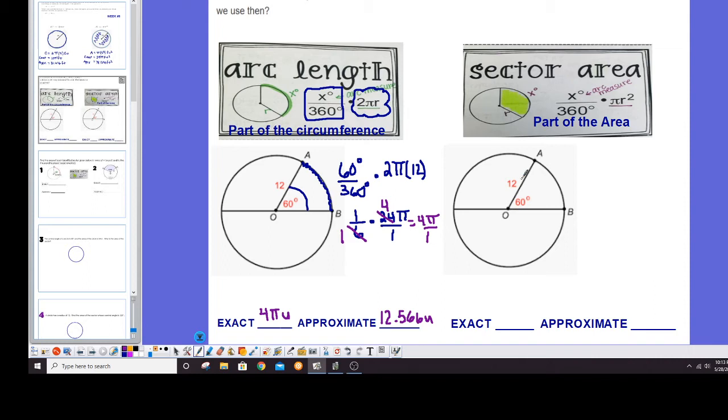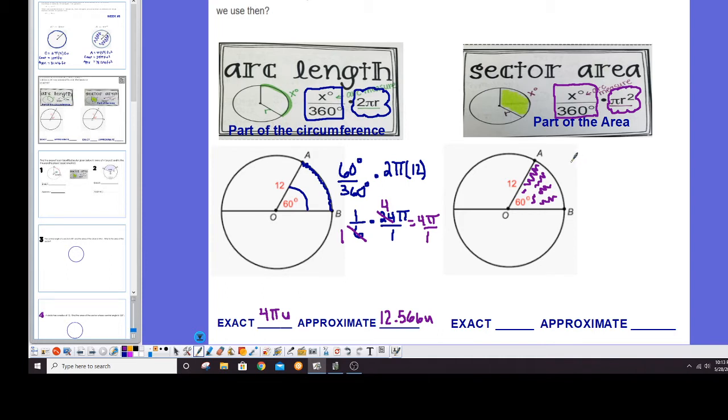Well, we're going to do the same thing, but now we're going to find the arc area. So once again, we're using the area of the whole circle, but we're multiplying it by a part of the circle. So we can find just the area of the portion of the circle that I want. So the area is the inside here. So let's go ahead and do that.